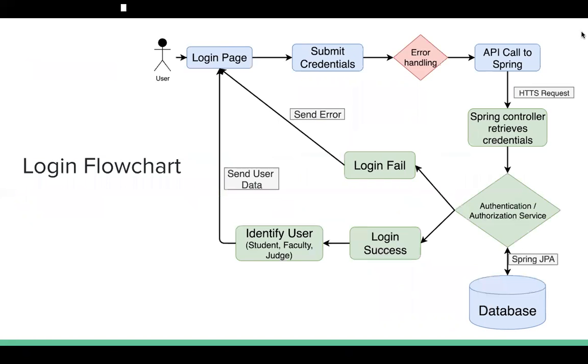it along to an authentication and authorization service. Spring already has a built-in security service called Spring JPA that manages this. So users can securely log in through this. And there's two options. Either the login fails, which then will be reported to the front page, or if the login is successful, we can identify the type of user that's logged in based on our data, whether it's a student, faculty member, or a judge, and direct them into the correct landing page after they log in.